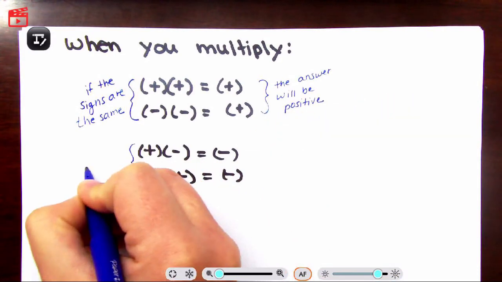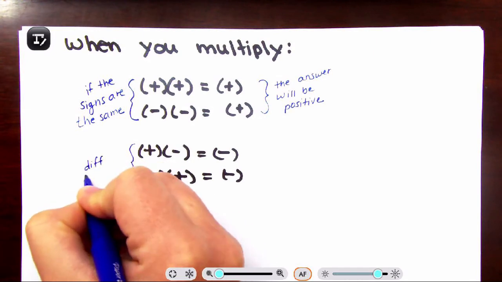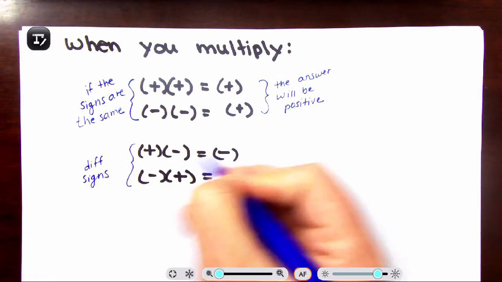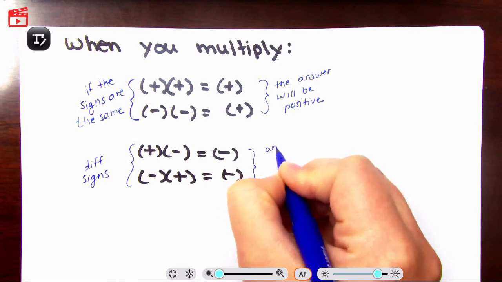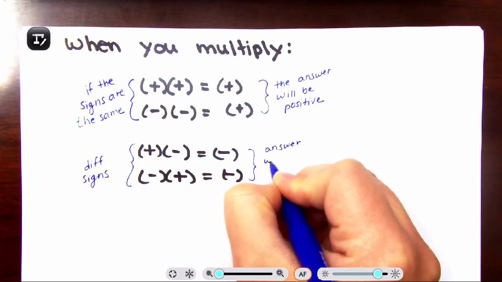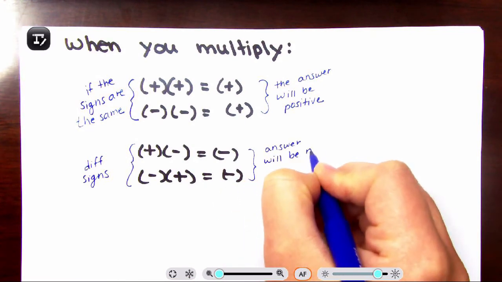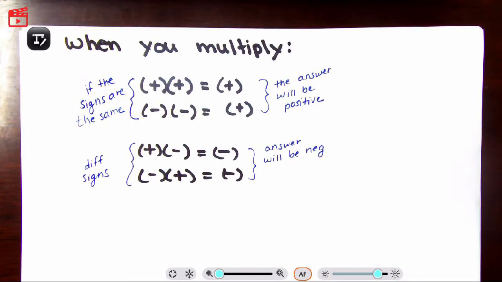If the signs are different, the answer will be negative. So one thing I want to point out on this one, I'll show it to you via an example. I'll show you an example and it will be easier to understand what I'm talking about.